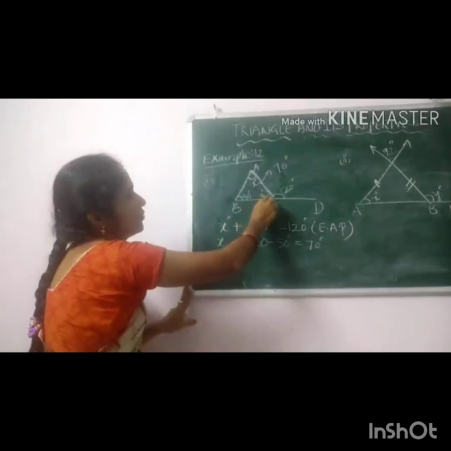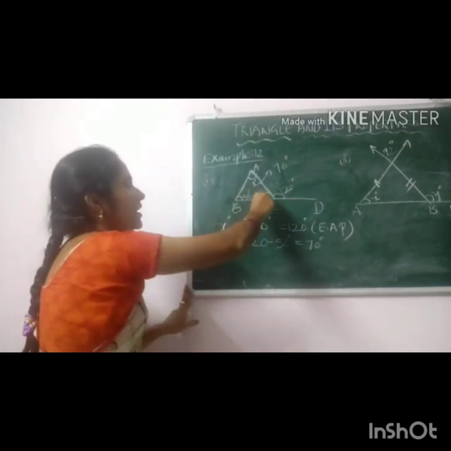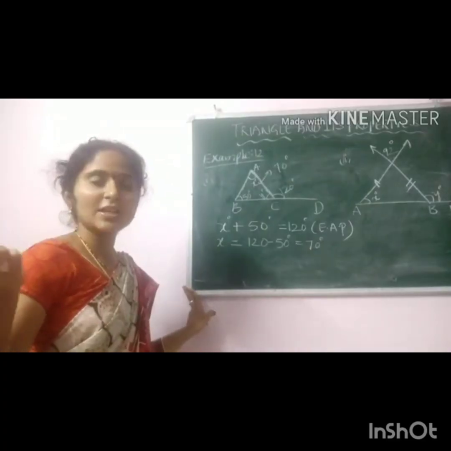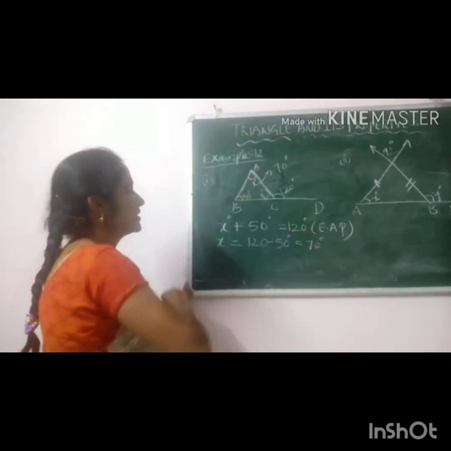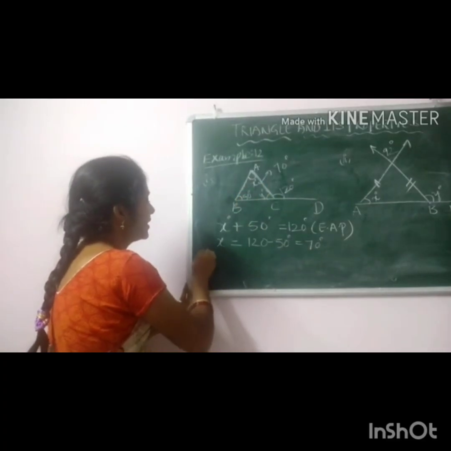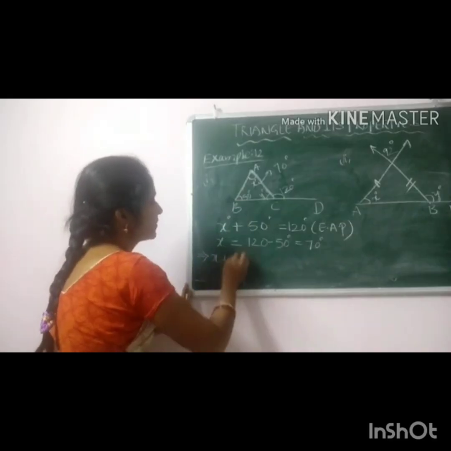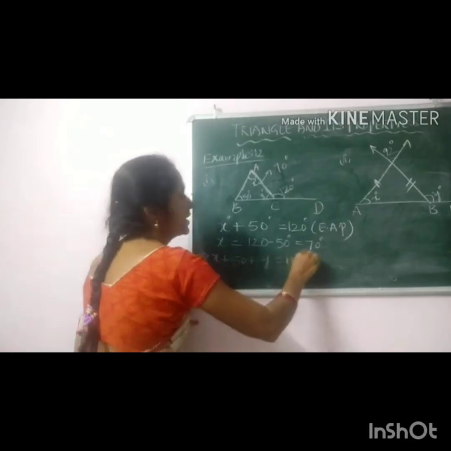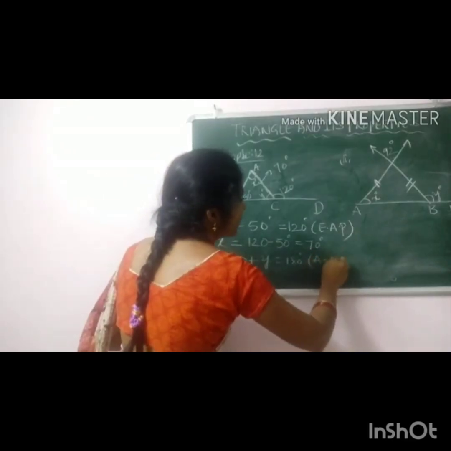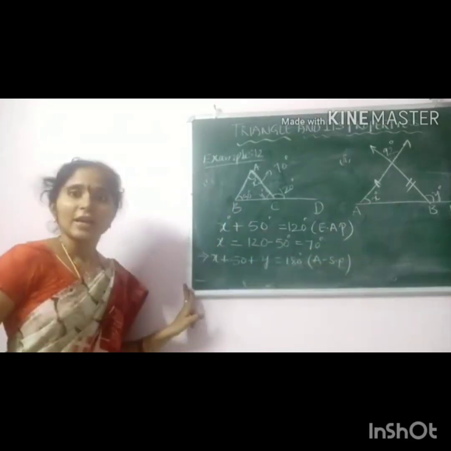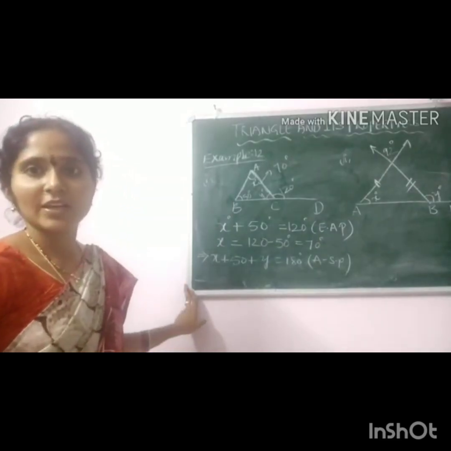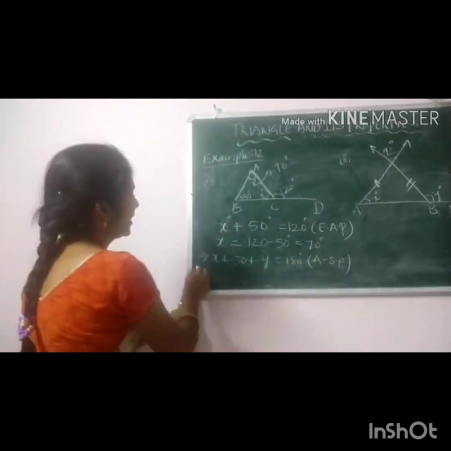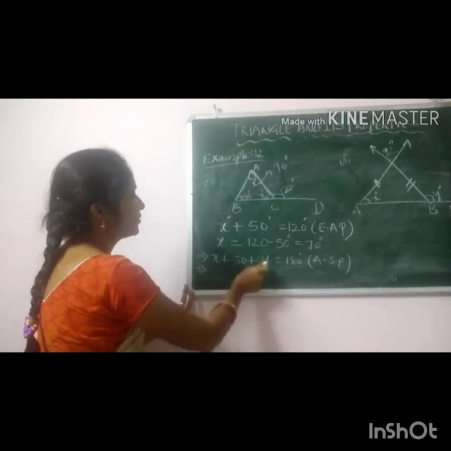First case, if we use the linear pair condition, angle y and angle 120 both form a linear pair, using that. Otherwise, the sum of all interior angles in a triangle is equal to 180 degrees. x plus 50 plus y is equal to 180 degrees because of the angle sum property of a triangle. What is the angle sum property of a triangle? The sum of all interior angles of a triangle equals 180 degrees. Any condition we use, we can find the value of y.